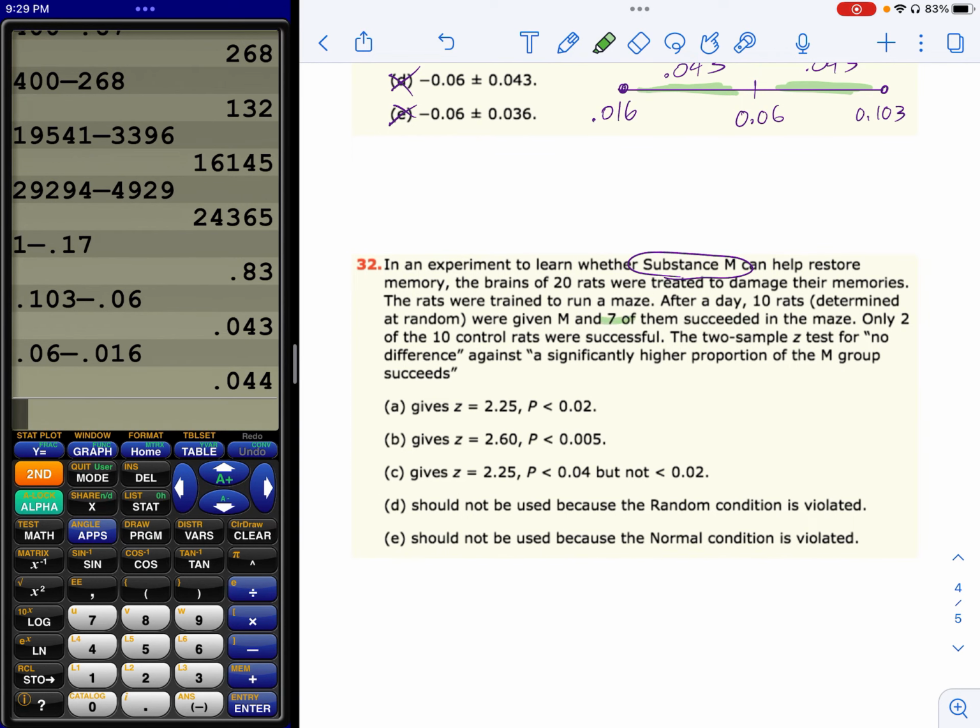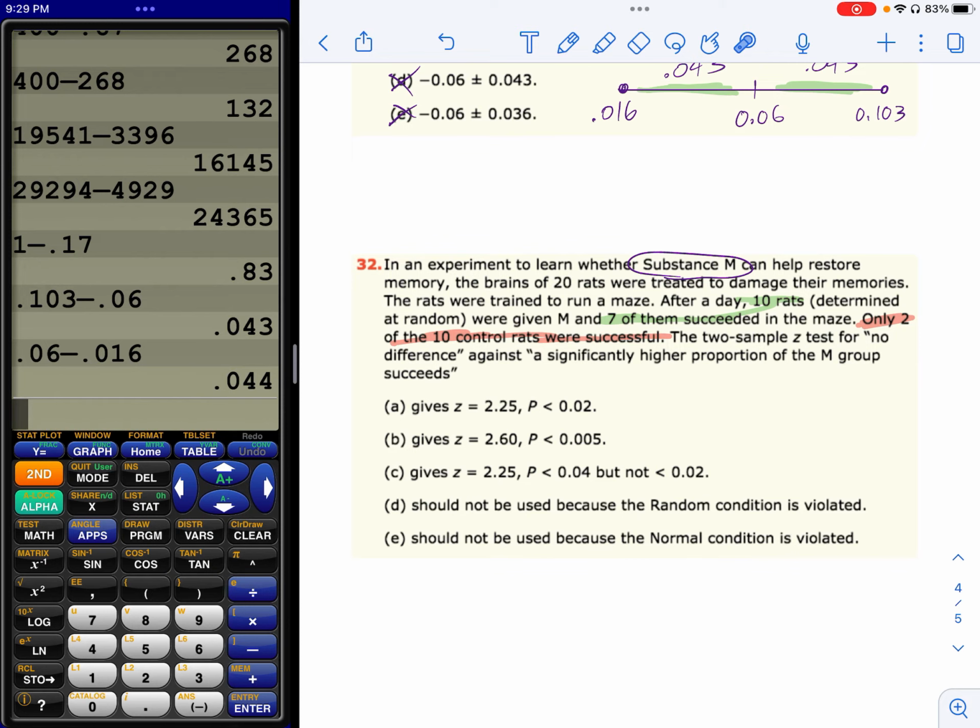So we have 7 out of 10 of the ones that were given the substance, so it helped them remember, and only 2 of the 10 in the control group were successful. Then it says, we go on, the two samples z-test for no difference against a significantly higher proportion of the M group succeeds. Okay. What is it going to do? Is it going to give A, B, C, D, or E?